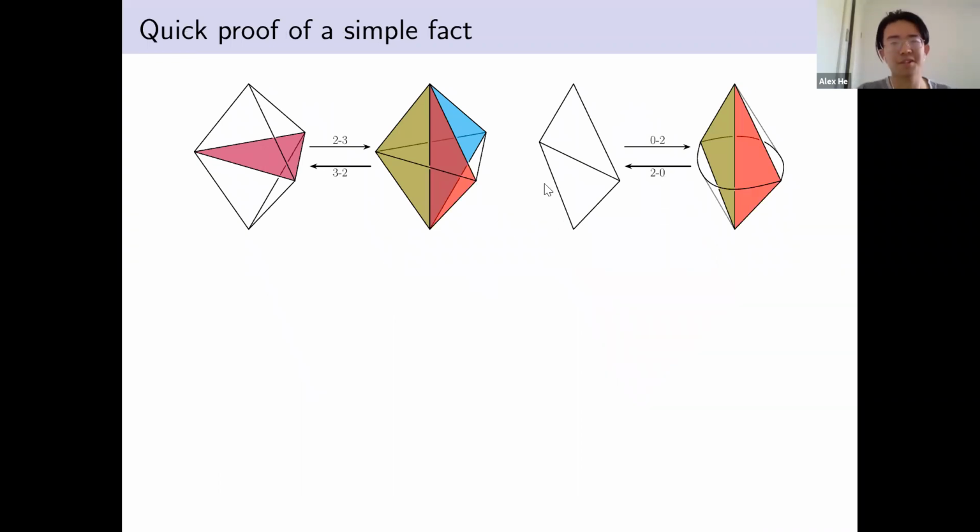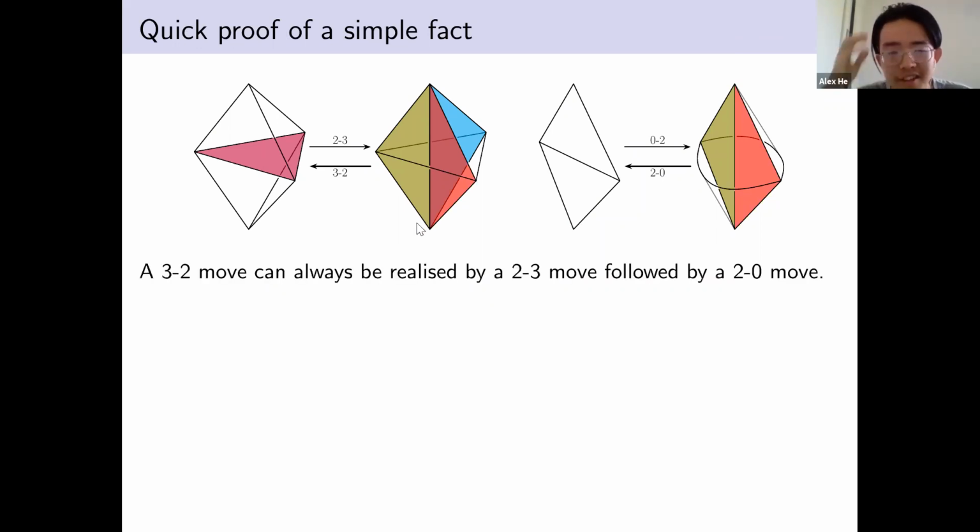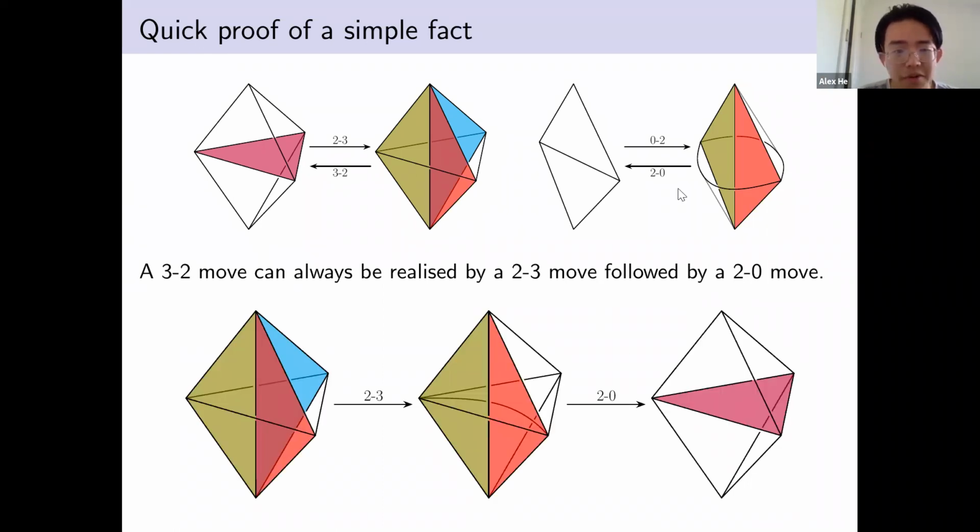Right, so this is the first proof that I'm going to show you. Here's the fact that I want to very quickly prove, because it will be relevant shortly: a 3-2 move can always be realized by a 2-3 move followed by a 2-0 move. What that means is, if I can get from triangulation A to triangulation B via a 3-2 move, I could have done the same thing by doing a 2-3 move to triangulation A and then a 2-0 move, and I still get to triangulation B. The proof is just pictorial.